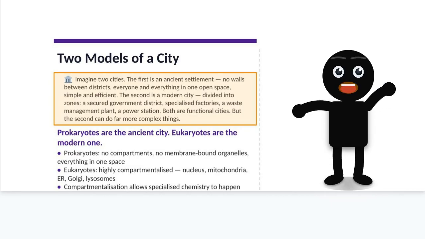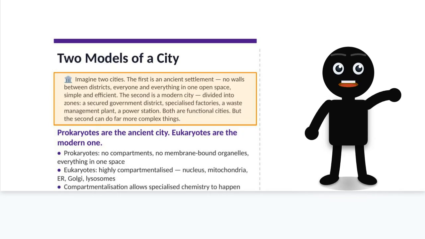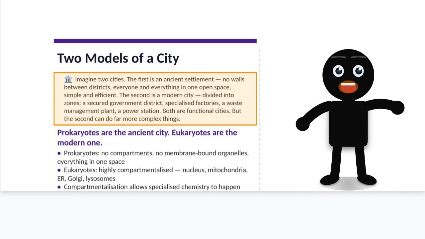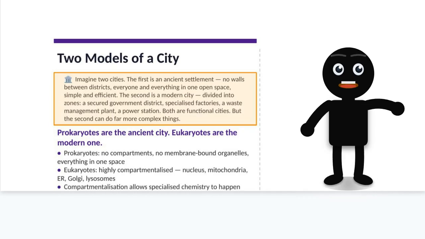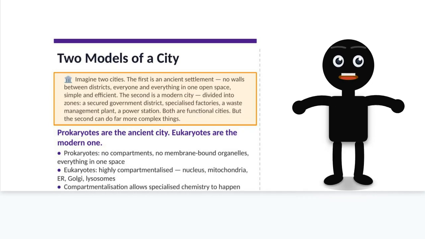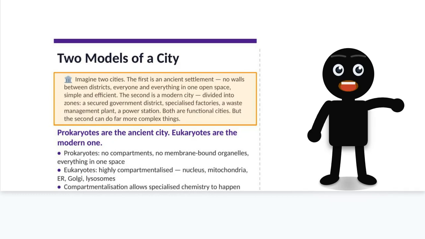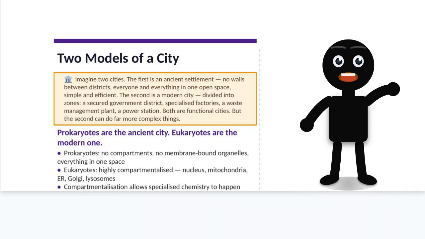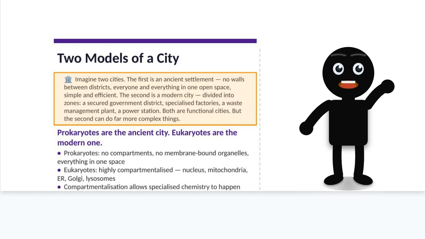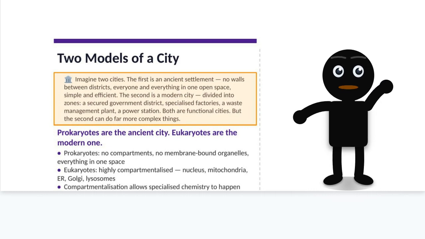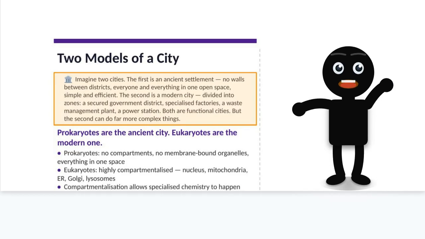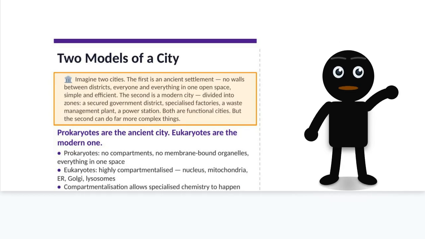Prokaryotic cells are like the ancient city. Everything happens in one open compartment. Eukaryotic cells are like the modern city. They have a nucleus that secures the DNA, mitochondria that generate power, an endoplasmic reticulum for manufacturing, a Golgi apparatus for distribution, and lysosomes for waste management. This compartmentalisation is what allowed eukaryotic cells to evolve the complexity needed for multicellular life.